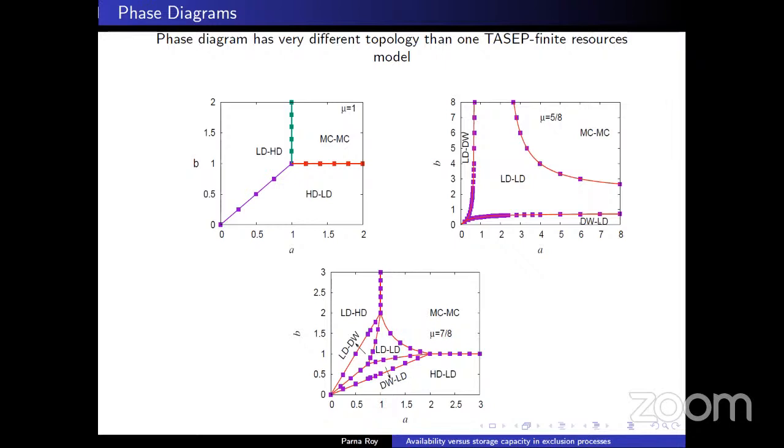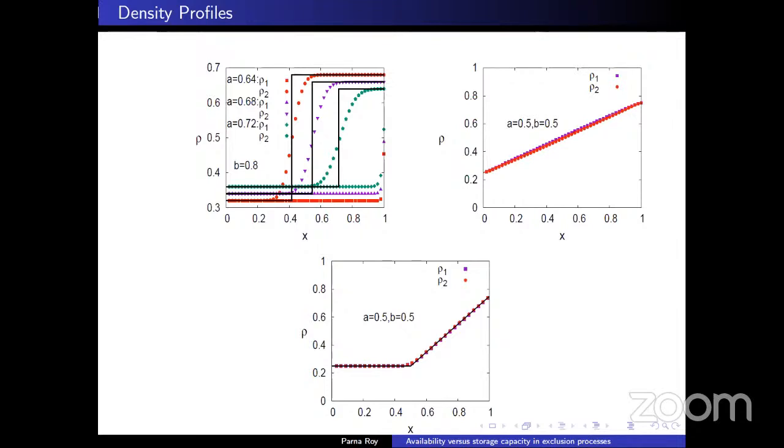So there will be two delocalized domain walls, as we can see from this figure. Now we can see that for mu equals 1, the delocalized domain will span the entire length of the TASEP, whereas for other values of mu, the delocalized domain does not span the entire length of the TASEP. Because if we compute the mean position of the delocalized domain wall, then we can see that for mu equals 1, the mean position is equal to half. So it spans the entire length. And for mu not equal to 1, it does not span the entire length.